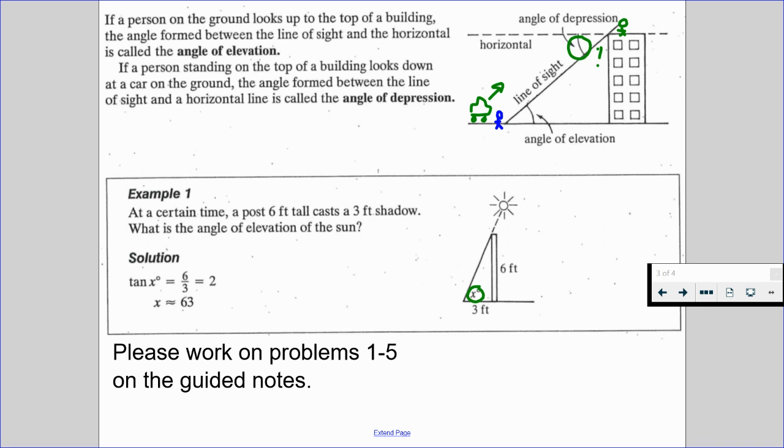With this in mind, please work on problems 1 through 5 on the guided notes and resume when you're ready to move forward.